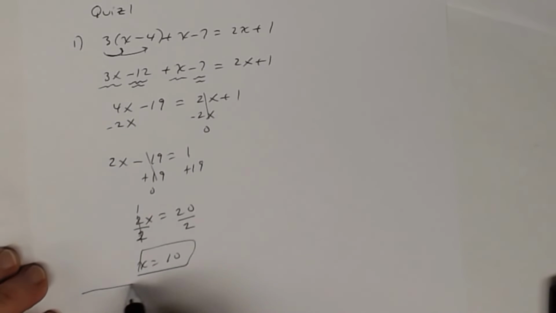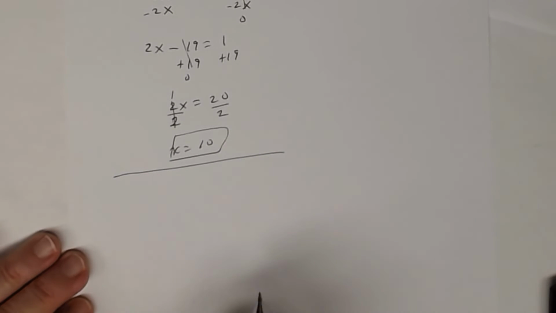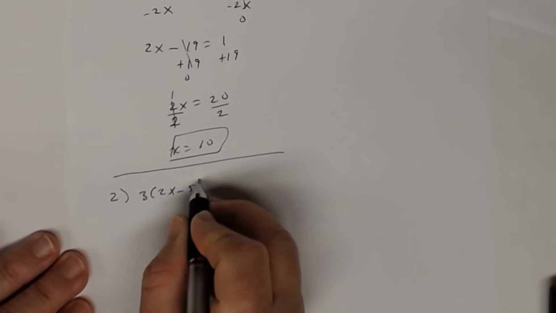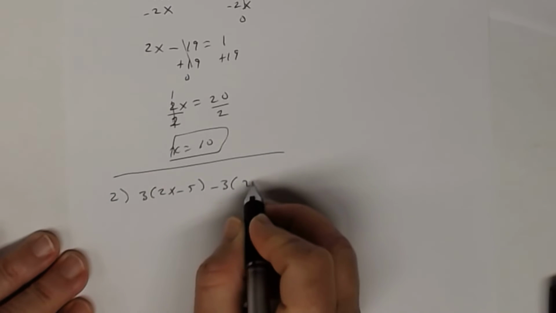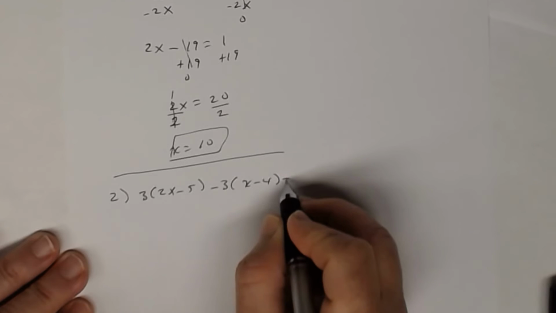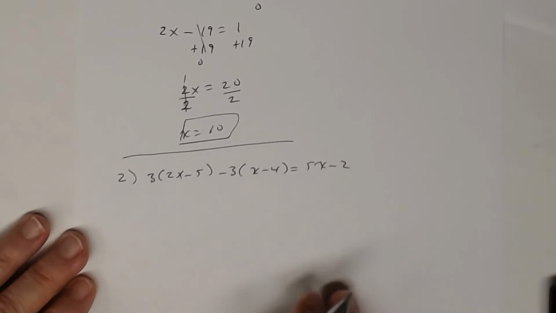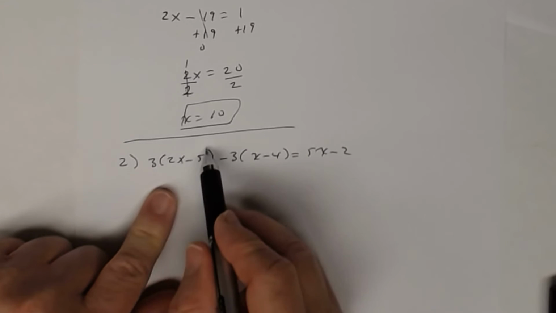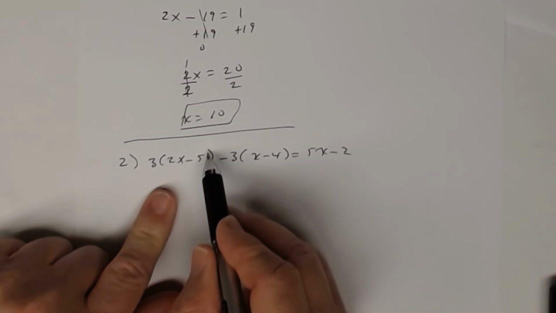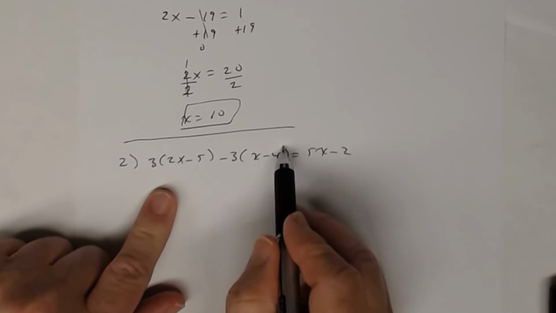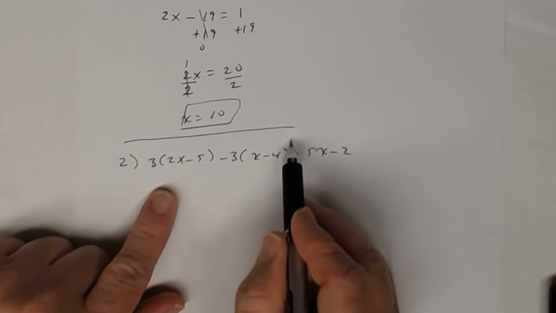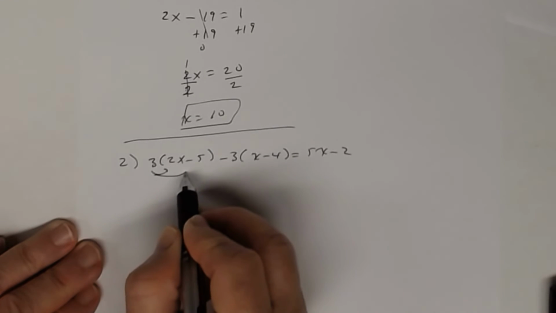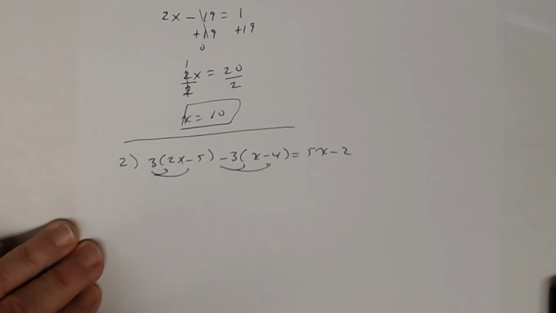Okay, number 2. So here's number 2. We have 3 times 2x minus 5 minus 3 times x minus 4 equals 5x minus 2. Again, I have this linear equation. This expression, 2x minus 5, is being raised to the first power, and so is x minus 4. So what that means is that I can use the distributive property in both of those cases.